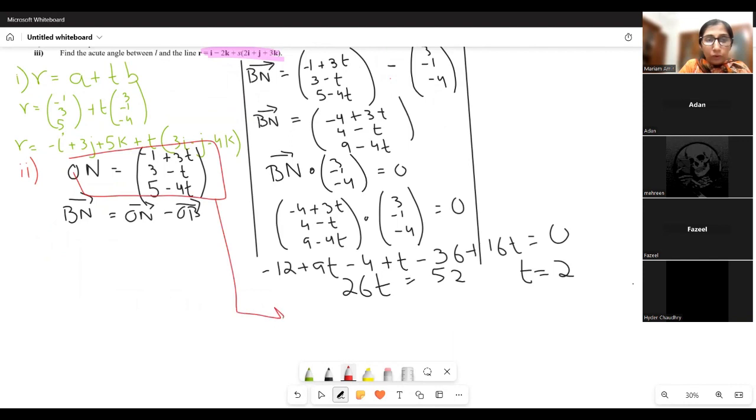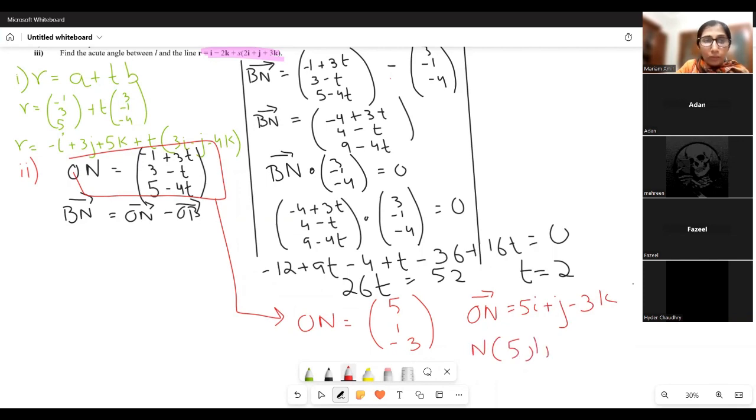So ON would be 6 minus 1, 5, 3 minus 2, 1, and 4 minus 8... wait, 5 minus 8, minus 3. Which we'll write like this: ON equals 5i plus j minus 3k. You can also write N equals (5, 1, minus 3).